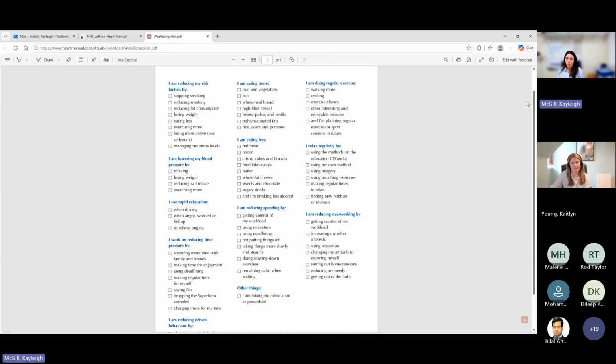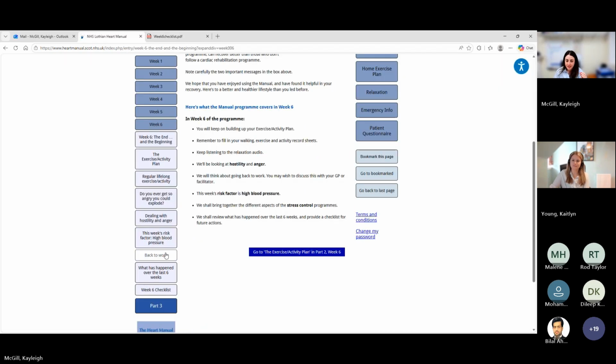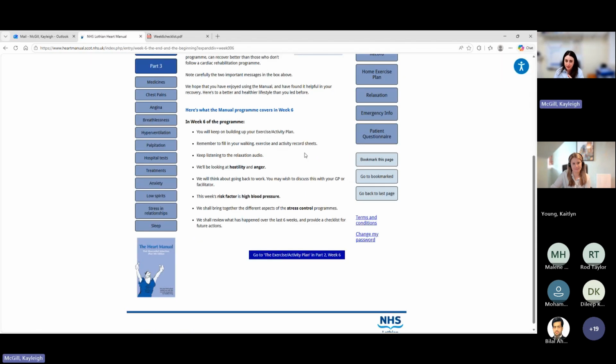And it's also quite nice for goal setting and action planning as they're nearing the end of the programme, to really reflect on areas that they still want to work in and can still work in to support their recovery. And then lastly, part 3, as Kaitlyn had mentioned, provides more information on loads of different components of recovery. So there's types of medication, medication adherence, dealing with anxiety, sleep problems, pain, and loads of different recovery components.